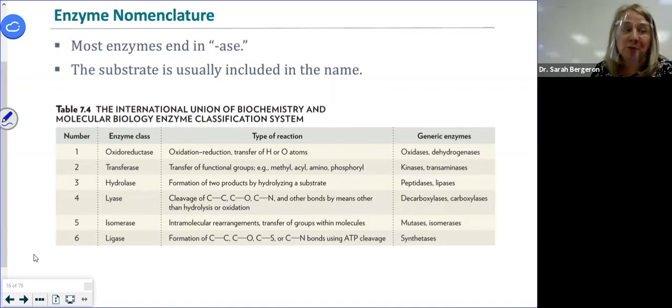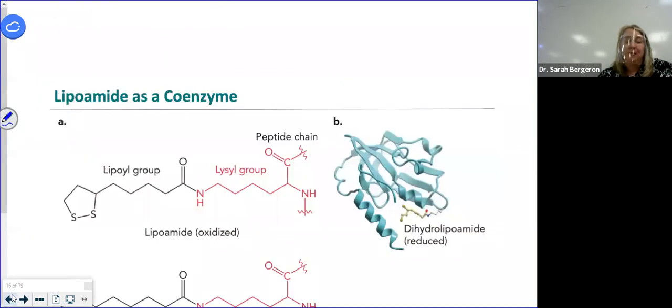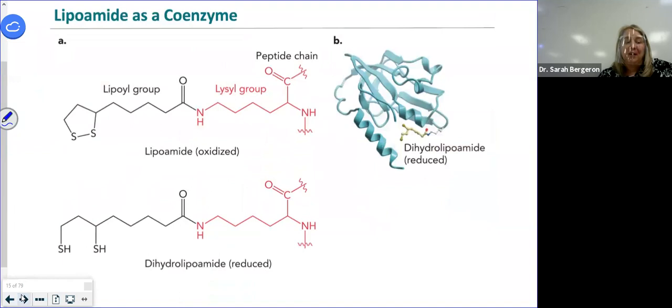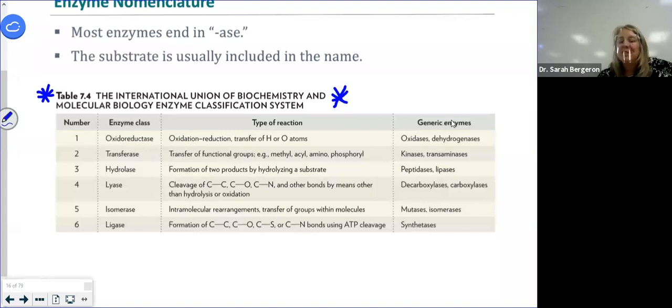So what I would actually recommend is really studying this table. Because when you look at the names, you're going to want to be able to recognize what's happening, right? So remember we said carboxylases, right? The enzyme class is a lyase. Why do we call it a lyase? The lysyl group? It's attached to the lysyl group, right? And we have the lipoamide group there facilitating that. So just kind of look at them, right?